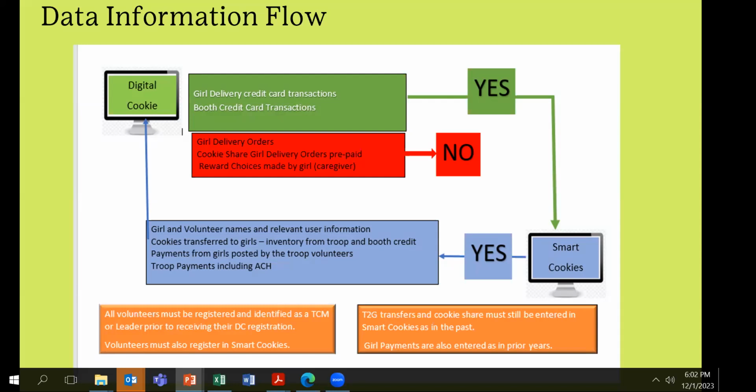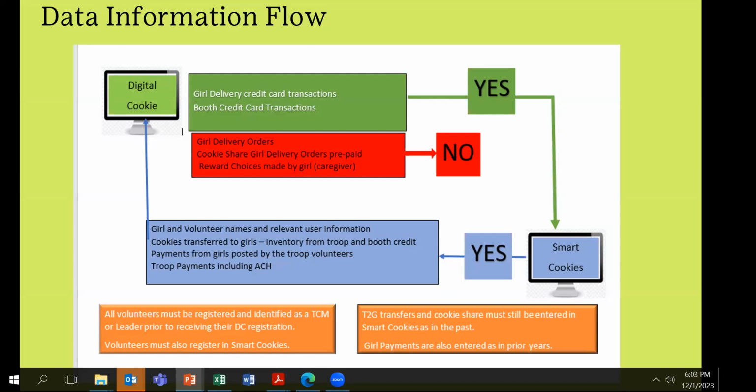You are a direct sale council. So as you're transferring cookies to girls from the troop inventory or giving girls booth credit, that information will flow into their accounts in Digital Cookie. If you post payments from girls into the system in Smart Cookies, that will flow into Digital Cookie, as will the troop payments that have been made to the council via ACH.